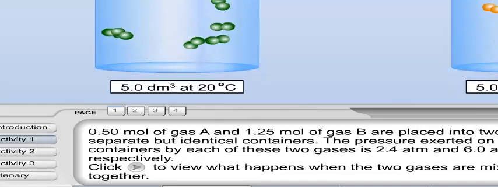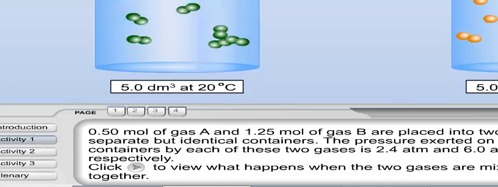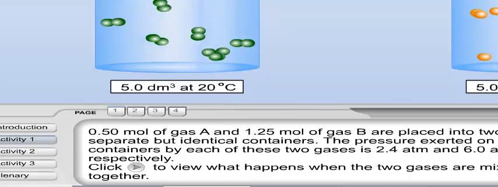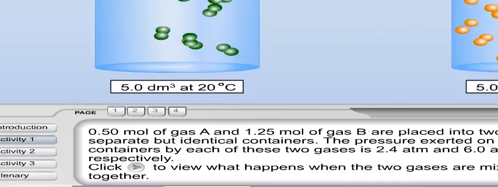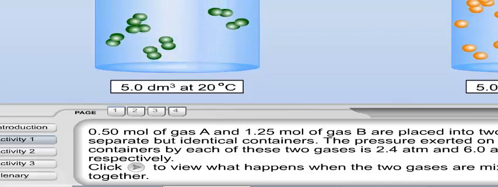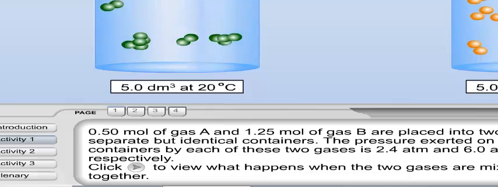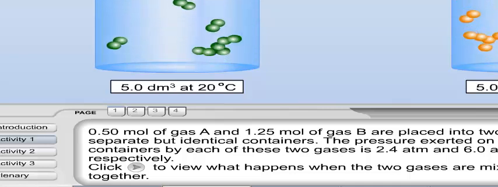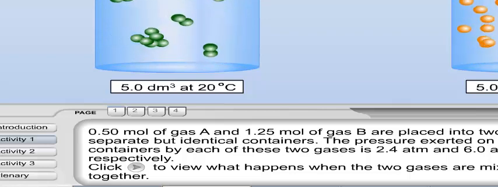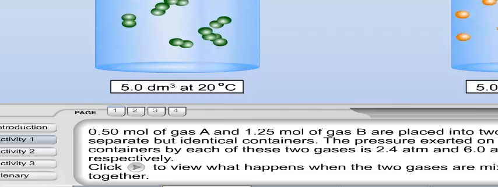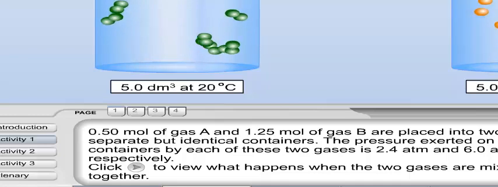0.5 mole of gas A and 1.25 mole of gas B are placed into two separate but identical containers. The pressure exerted on the containers by each of these two gases is 2.4 atmospheres and 6 atmospheres respectively. Click Next to view what happens when the two gases are mixed together.